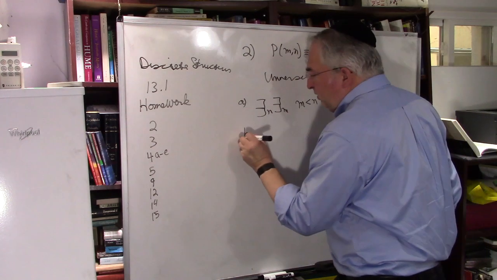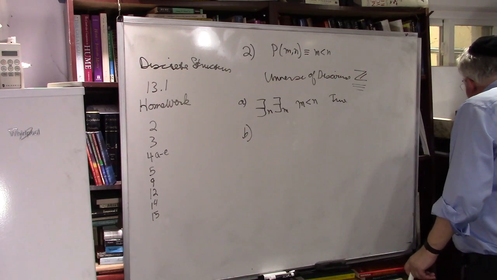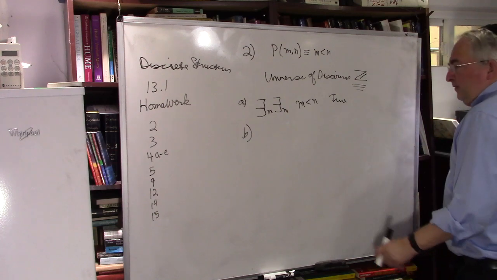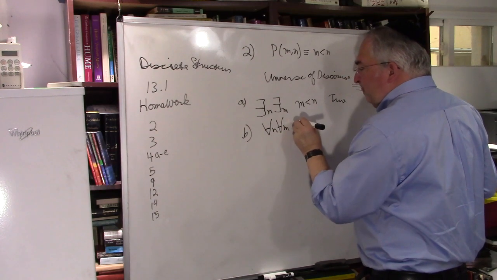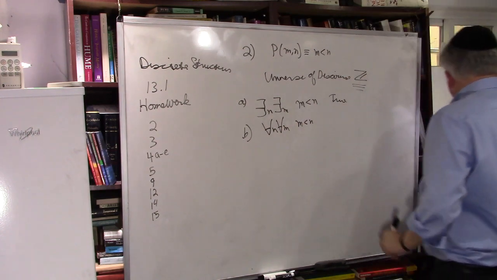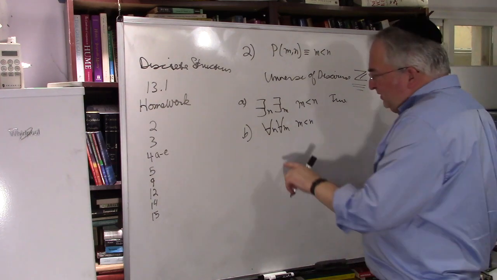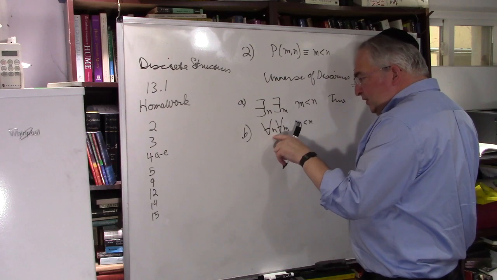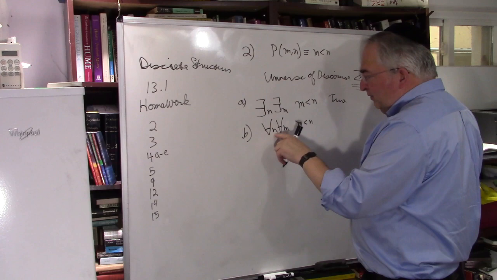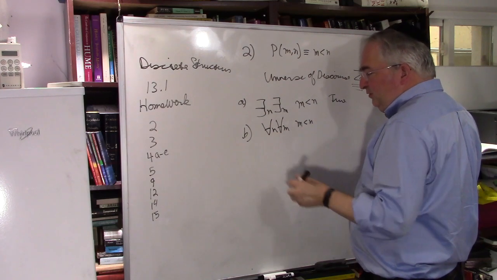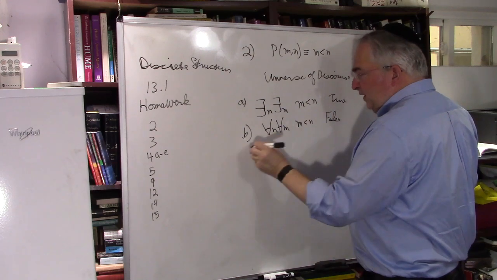Let's do B. For all n, for all m, m is less than n. What does this say? This says, take any number whatsoever, any number is less than it. Now that's not true. 53, well, 75 is not less than 53. So this is false.